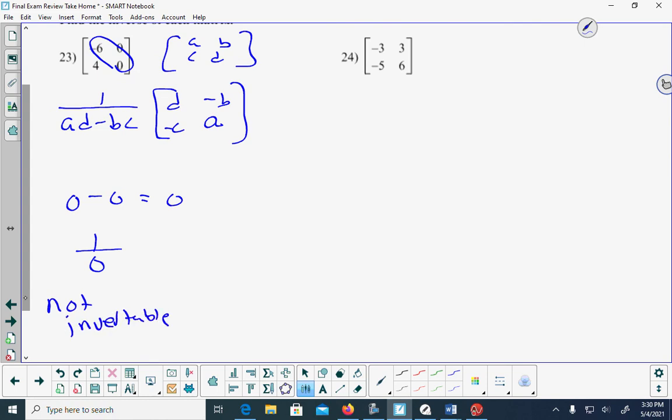Okay, let's do the next one, number 24. So I'm going to take negative 18 minus a negative 15. And when I do that, I get negative 3. So to find the inverse, I'm going to take 1 over negative 3.